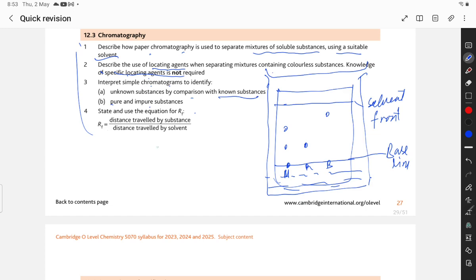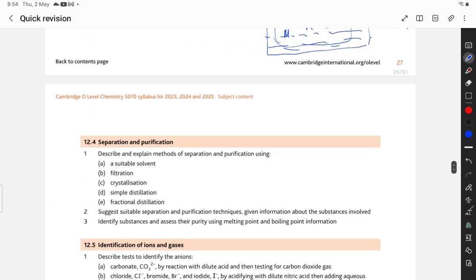If you are asked to calculate the Rf value, you need the distance traveled by the substance. If you are asked to calculate the Rf value of red, it is the distance traveled by this divided by the distance traveled by this. Okay, so in this way you calculate. This is the distance traveled by the substance and this is the distance traveled by the solvent.